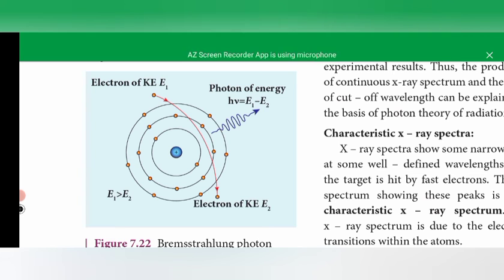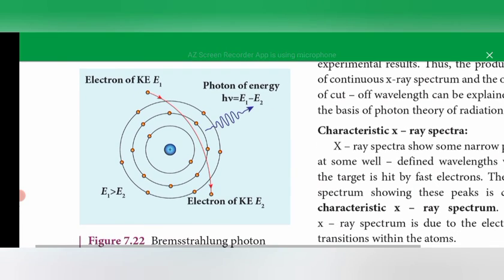In the continuous X-ray spectra, the electrons go and hit the nucleus of the target, and electrons are knocked out, going from a higher energy level to a lower level. That is an ordinary process, called the continuous spectra. A photon of energy h nu is released. So this is the continuous spectra.